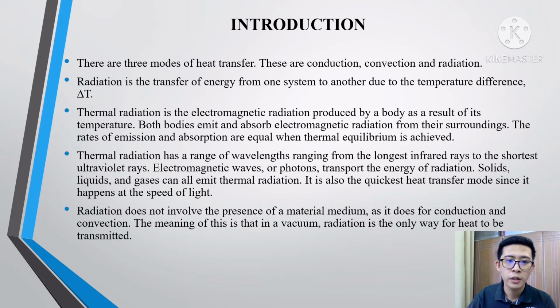For the introduction, there are three modes of heat transfer, which are conduction, convection, and radiation. Radiation is the transfer of energy from one system to another due to the temperature difference. Thermal radiation is the electromagnetic radiation produced by a body as a result of its temperature. Both bodies emit and absorb electromagnetic radiations from their surroundings. The rates of emission and absorption are equal when thermal equilibrium is achieved.